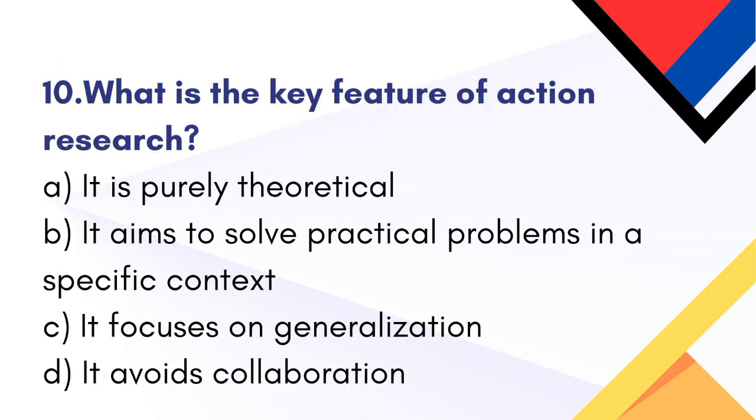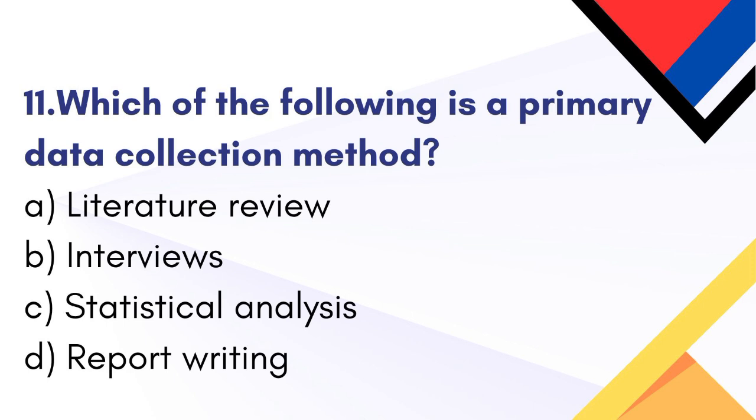What is the key feature of action research? It is purely theoretical. It aims to solve practical problems in a specific context. It focuses on generalization. It avoids collaboration. Which of the following is a primary data collection method? Literature review, interviews, statistical analysis, report writing.